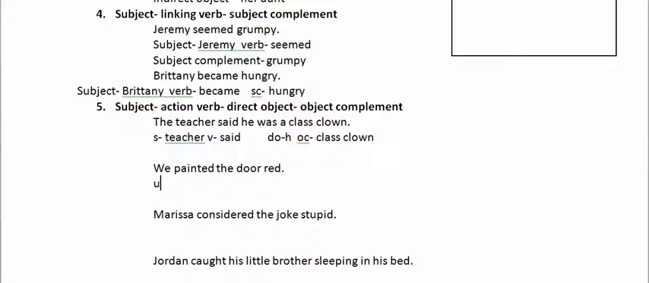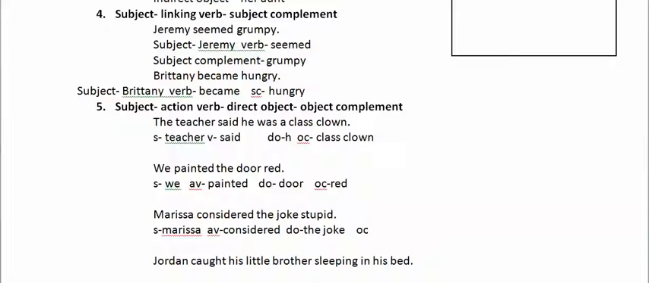Same thing. Subject is we, because we are doing the action. The action verb is painted. Direct object, what's having the action done to it? The door. So the object complement is red. This seems repetitive, but we're going to do it again. Subject, Marissa. The verb, considered. The direct object is the joke. And the object complement describing the joke is stupid.